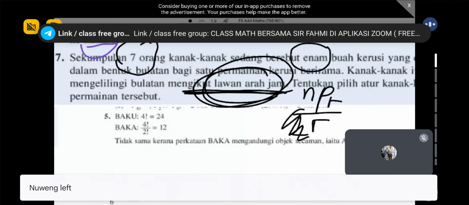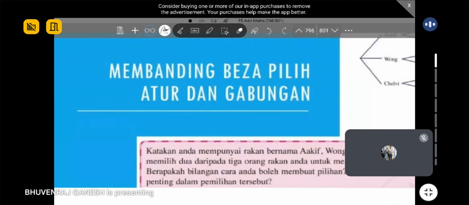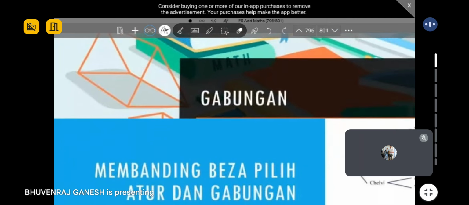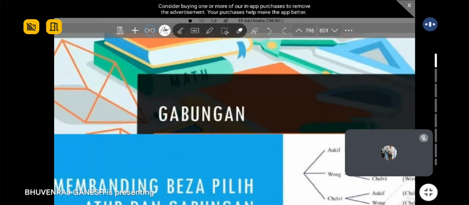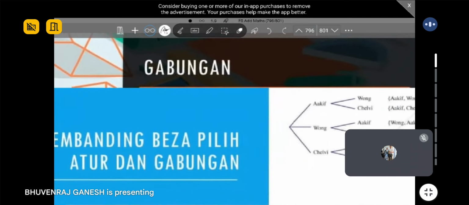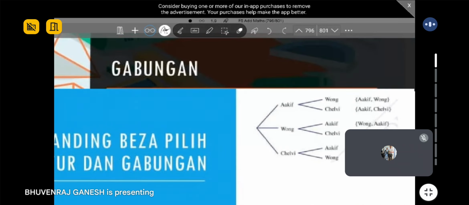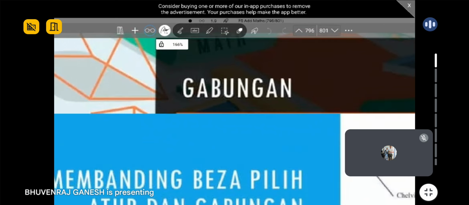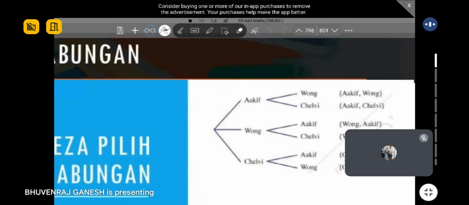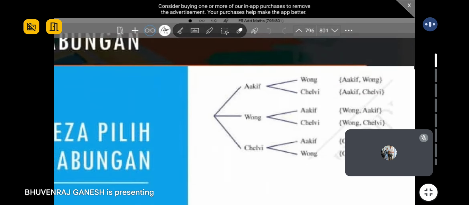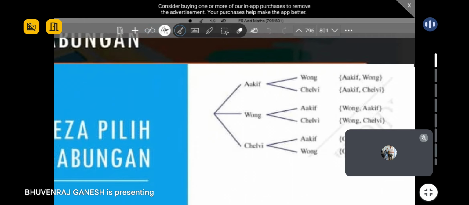Okay, so now we all will enter the combination, gabungan. Okay, so about combination, usually combination easier to do than permutation. Lebih senang yang ni, gabungan. Because we no need to consider the arrangement. Kita tak perlu lihat susunan dia. Okay, so you can see this example of tree diagram.